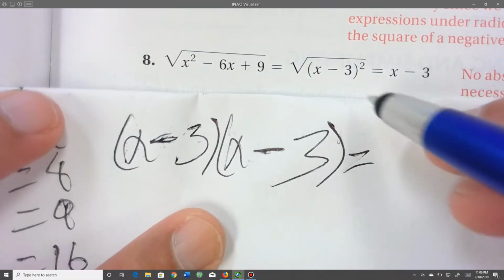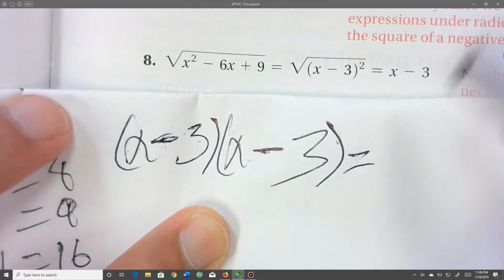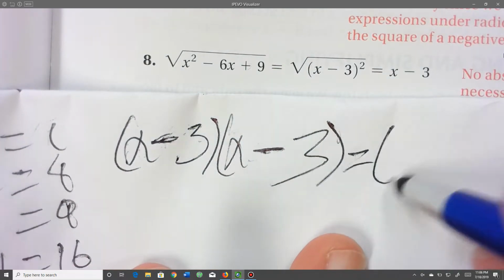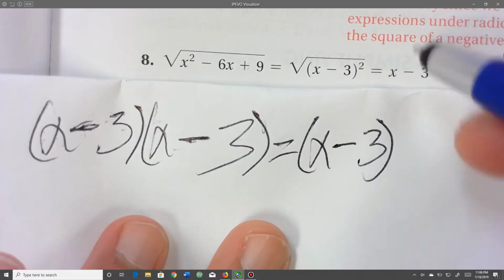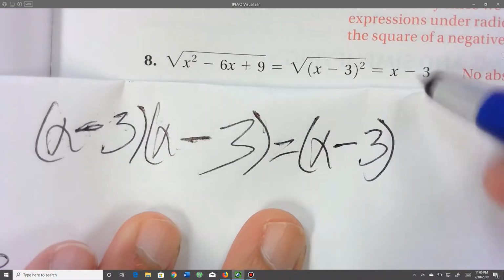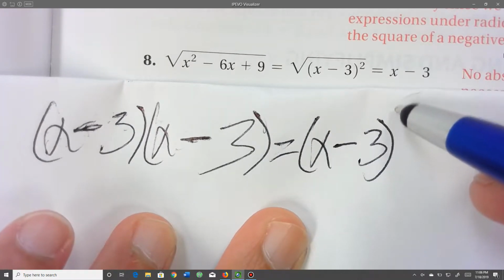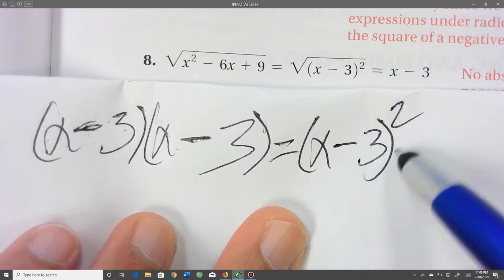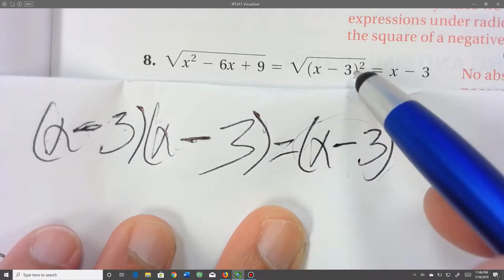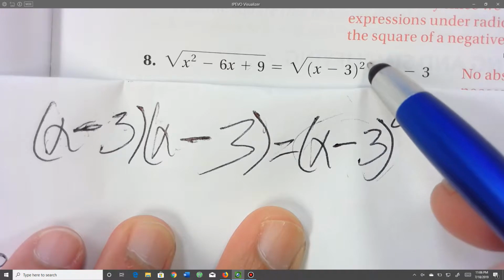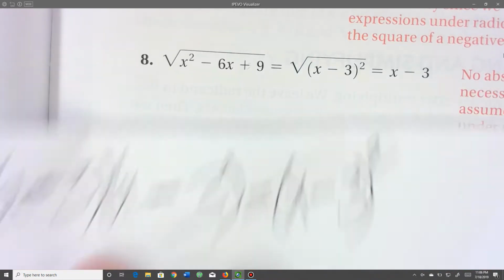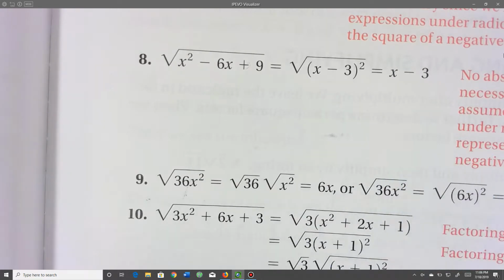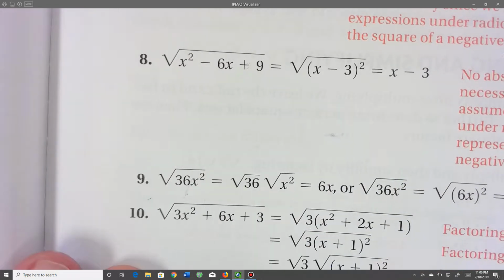So 3 is here, and this is a perfect square. You don't have to be able to tell that from here, but if you can, that would be nice. Just make sure you solve with the trial and error method. You should be okay. So now you have x minus 3 squared. That's a perfect square. Bring it outside the radical sign, like that.